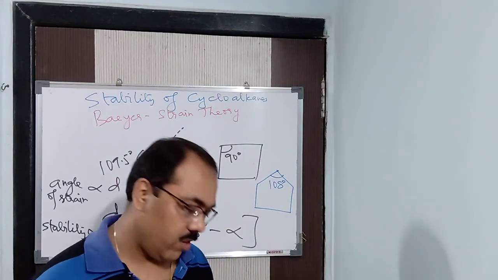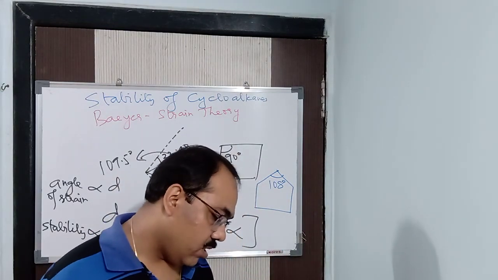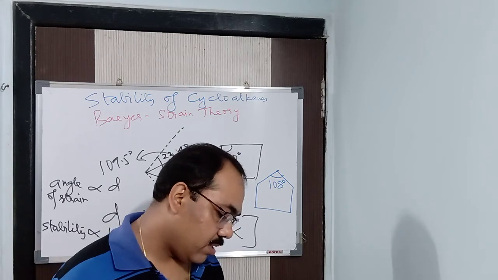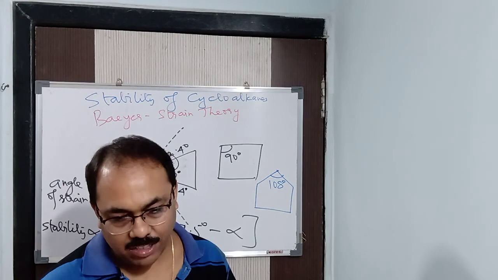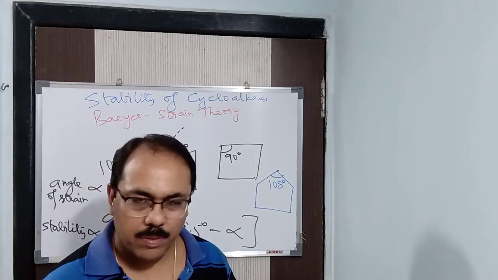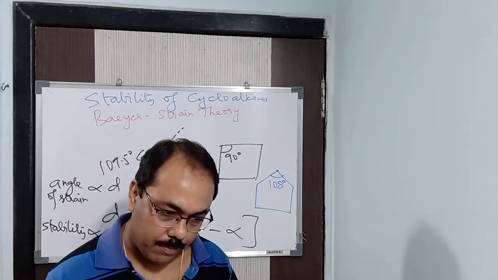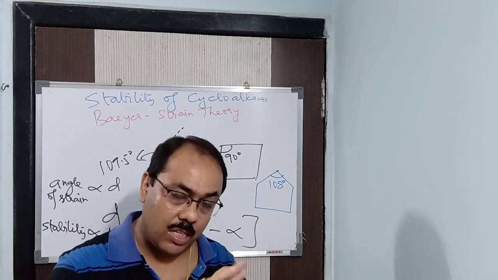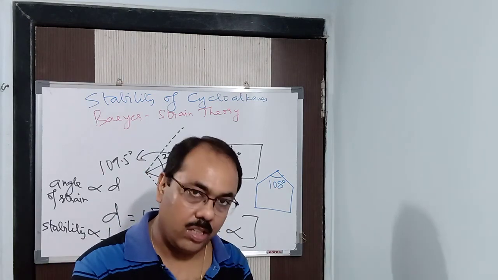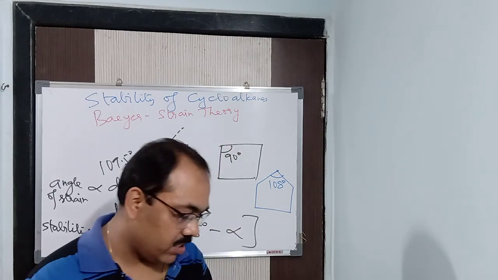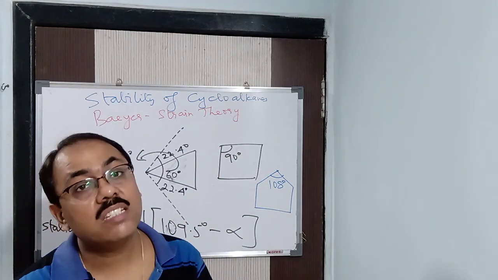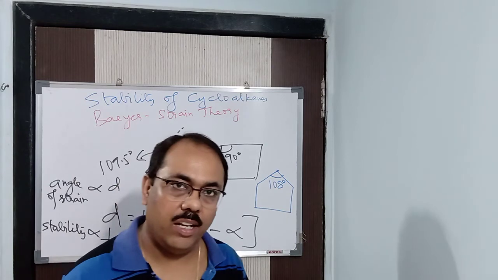Next is the steric strain. Steric strain is caused by atoms or groups of atoms approaching each other too closely. When atoms or groups of atoms, whether the same or different, approach very closely on twisting or bending, the strain that develops is known as steric strain. That is known as steric hindrance, which you studied earlier also.